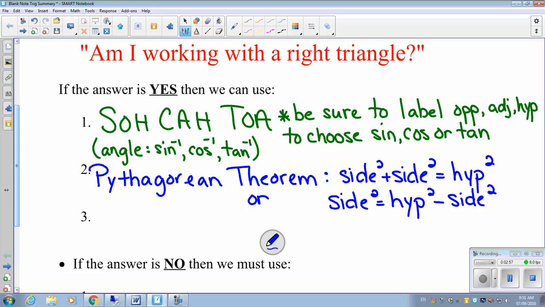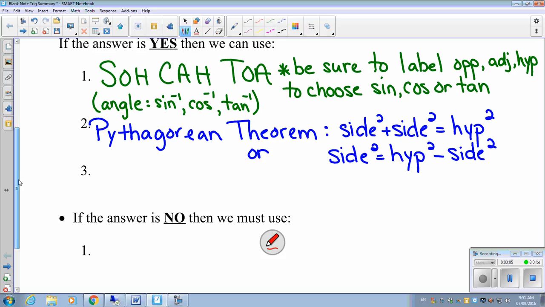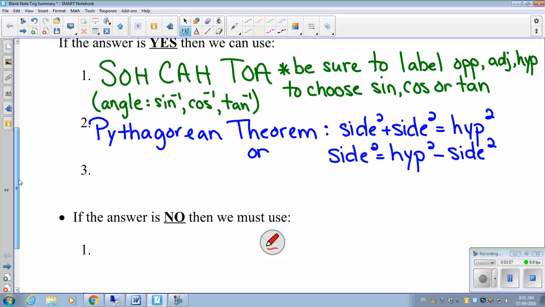So we can use SOHCAHTOA, we can use Pythagorean theorem, and finally we can use what we know about angles: the fact that the sum of the angles in any triangle is 180 degrees. So if you know two angles, subtract from 180 and find the third. So right angle triangle: SOHCAHTOA, Pythagorean theorem, and angle sum.